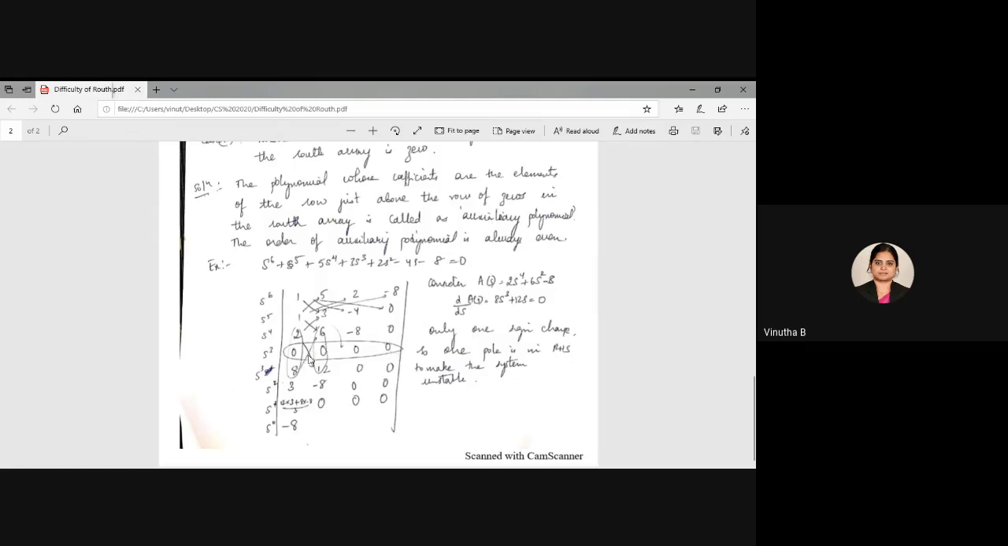So when we get zeros, what is that we have to do? We have to immediately consider the row above the all-zero row. So here you have 2, 6, minus 8 and 0. Using these elements, we have to form the auxiliary equation. And remember, the order of the auxiliary polynomial is always even.